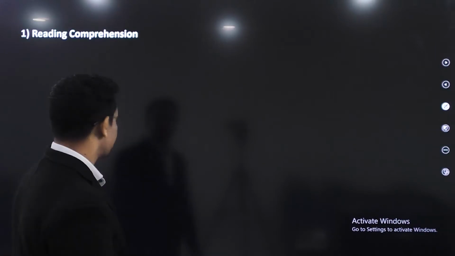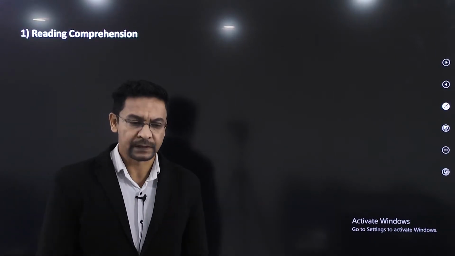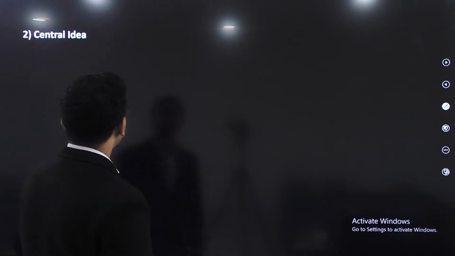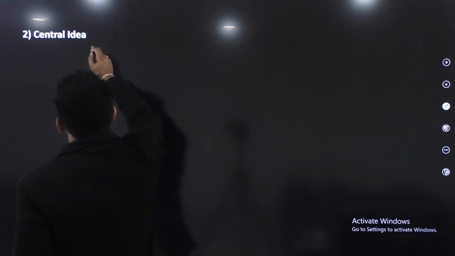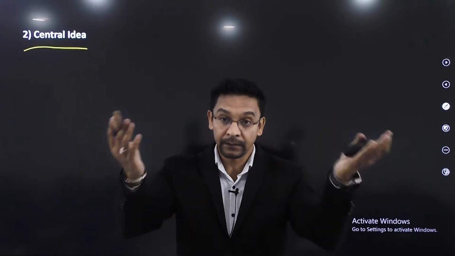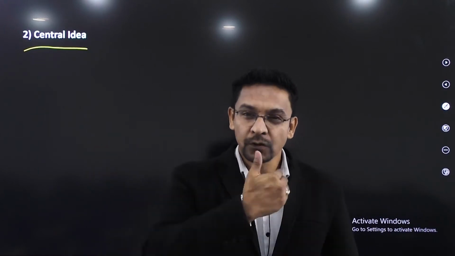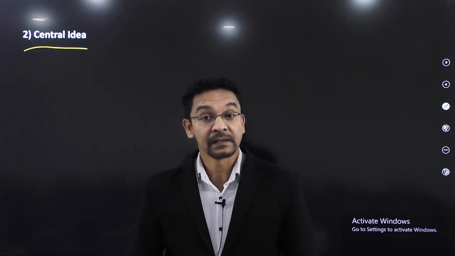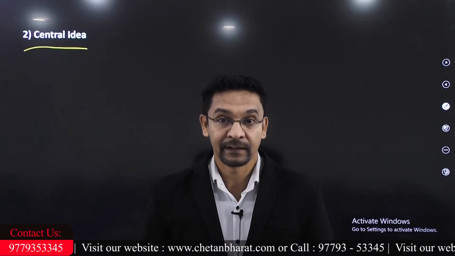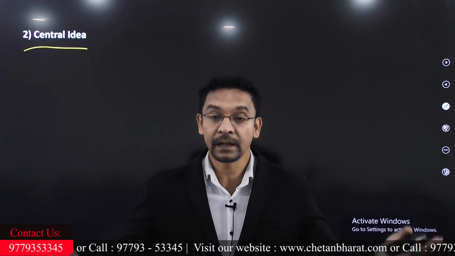Let's continue. So we're talking about reading comprehension and we've discussed what to read first, what not to read first. A very important aspect of reading comprehension is the central idea. What is the central idea, my dear friends? Obviously, we are talking about the theme of the passage. And what is the theme? The theme is what the passage is built around, right? The story gets developed. Because every passage says something, right? Every passage has a story, or a theme or a subject.